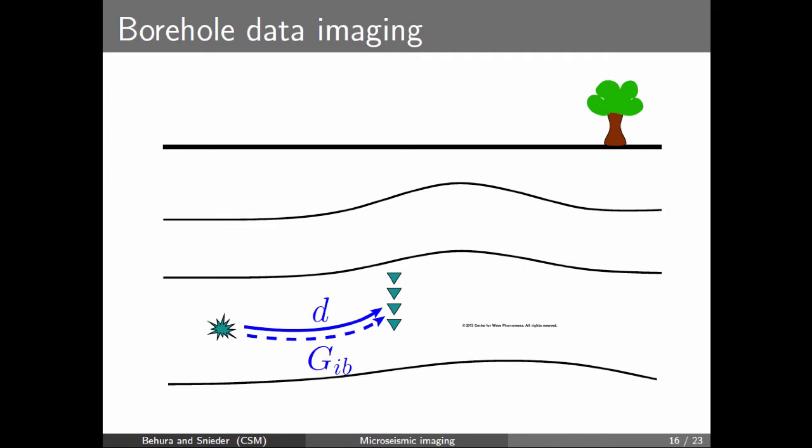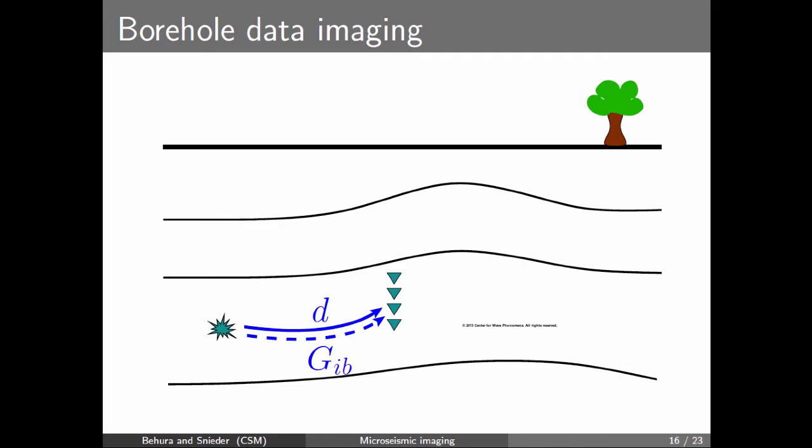So what we need to do here is we have the data represented by D from the microseismic source to the receivers. We need to compute this Green's function from this image point to the borehole receivers. And we cannot directly use the iterative scheme to do that. So what we can do is actually use interferometry to get this Green's function.